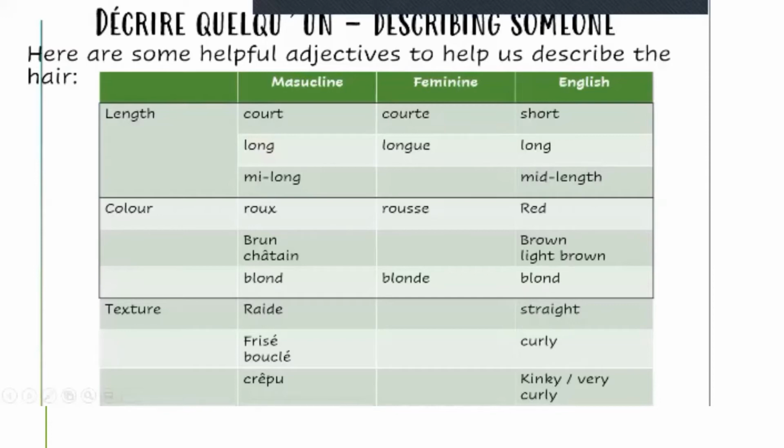This word also exists in the feminine. You can say courte. The only time you pronounce the T is because an E follows it. We're not saying courté, right? We only go up with the pronunciation of the E if it's an E with the accent over it, but there's no accent over this one.